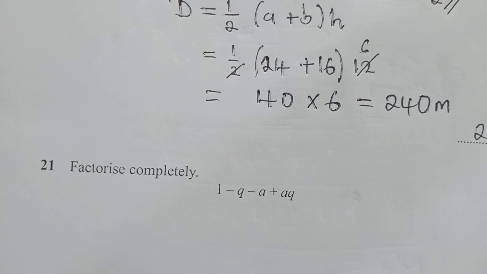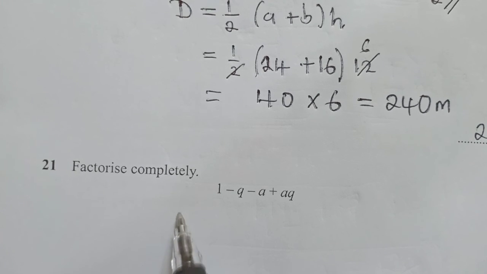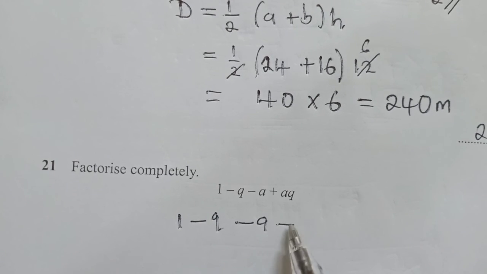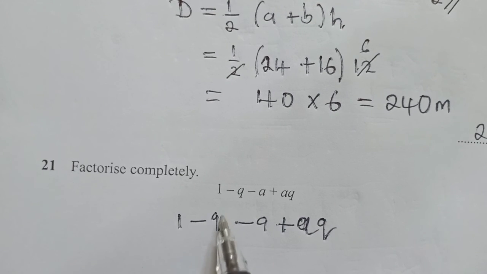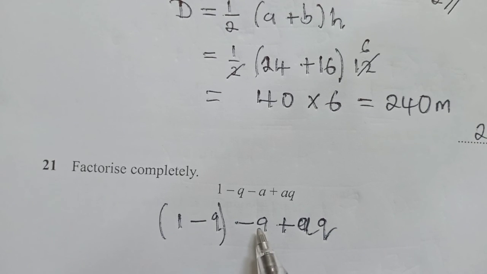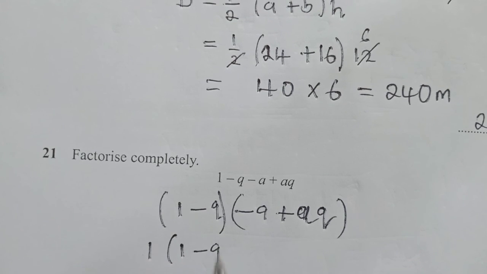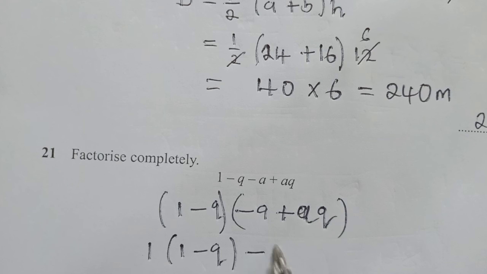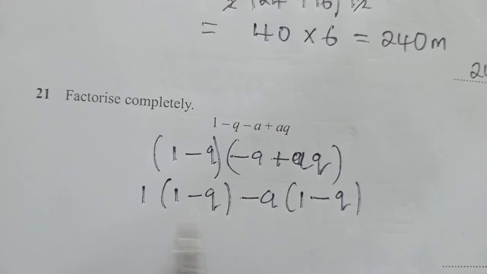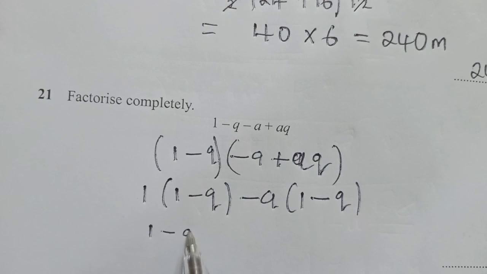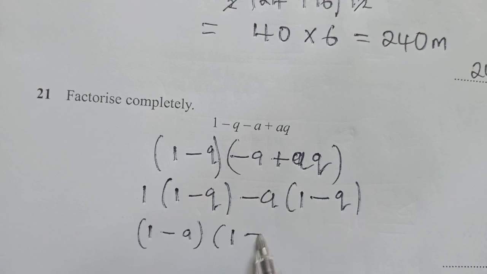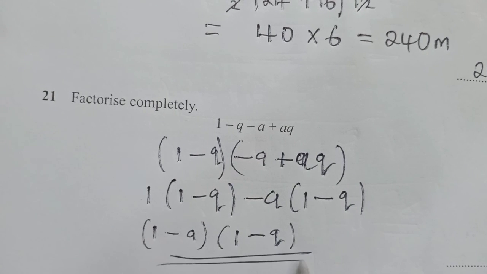Question 21: here, they want us to factorize completely. So to factorize completely, we shall get what we've been given, and then here we factorize by grouping, okay, by grouping. We shall have the 1 outside, 1 minus cq, negative a there, we shall have 1 minus q here. The next thing will just be to get 1 minus a, this one, and the a. We also get one of these, which is 1 minus q. And this is our solution.